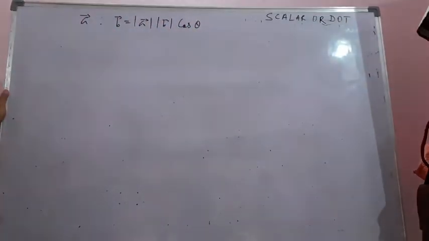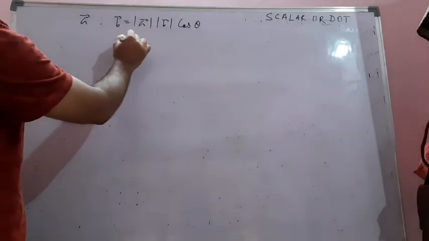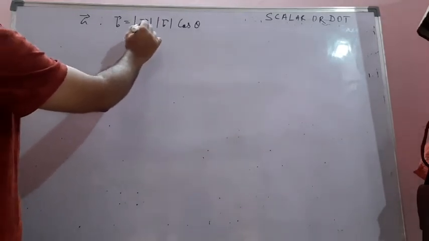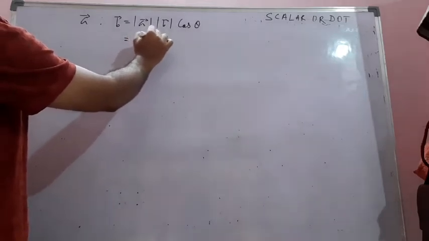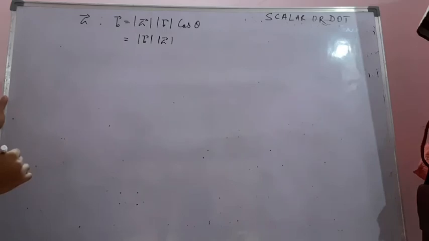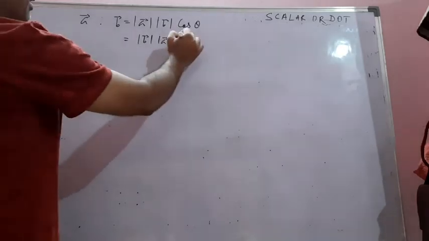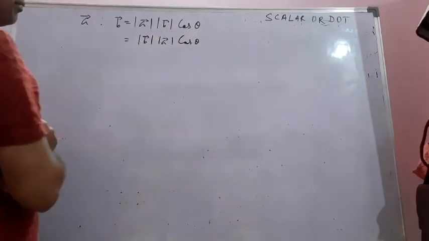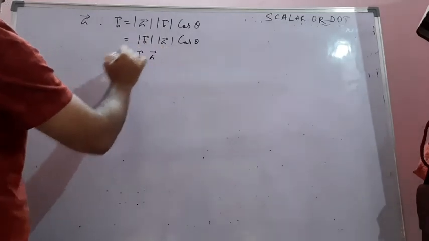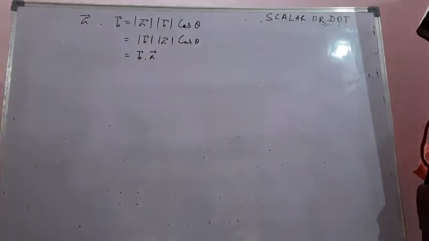Now here you see, as these are positive real numbers, the lengths of line segments, you can interchange their position, because multiplication of real numbers is commutative, and cos of the angle theta. So it is equal to b dot a. So the dot product of two vectors is commutative: a dot b equals b dot a.